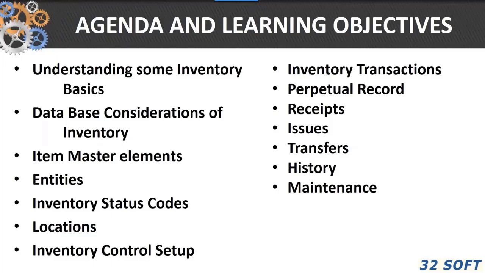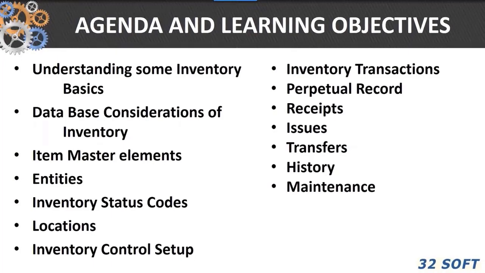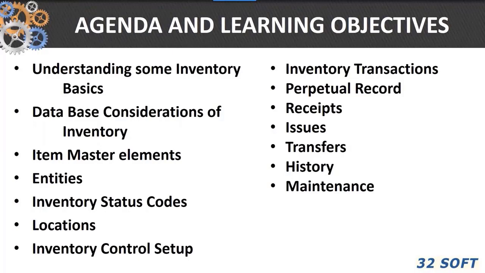Well, welcome. Today we're going to talk about inventory, just some of the basics. We'll understand the objectives and why we have inventory. We'll talk about some database considerations: entities, status codes, and locations, and how we set up inventory control. Then we'll spend the bulk of our time on inventory transactions. We'll talk about the perpetual record, receipts, issues, transfers, history, maintenance, and some other things. So we'll dive right into inventory.